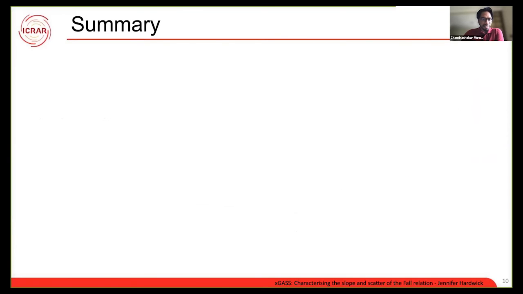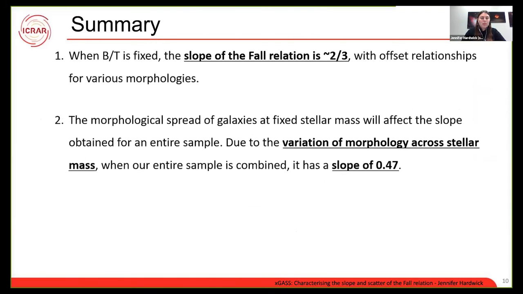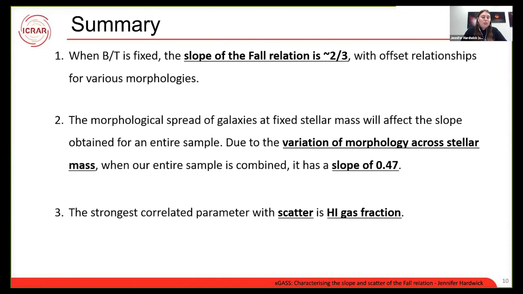No worries. Yeah. So to summarize, when bulge to total ratio is fixed, the slope of our full relation is very close to 2/3 with offset relationships for different morphologies. However, when we consider our whole sample together, the morphological spread of galaxies at fixed stellar mass creates a slope that's shallower than 2/3. We get a slope of 0.47 in our work. And the strongest correlated parameter with scatter for our full relation is HI gas fraction.